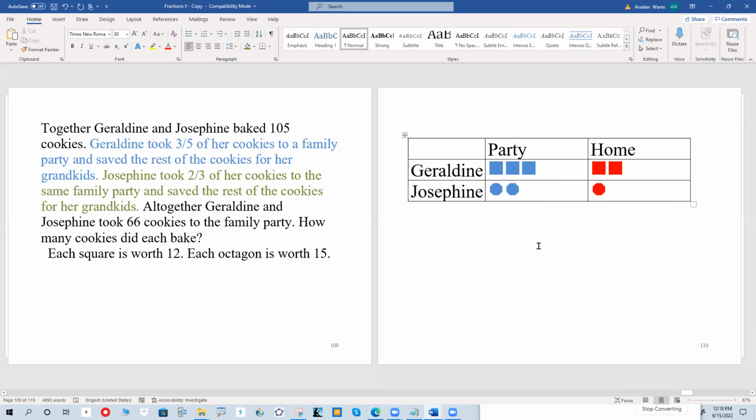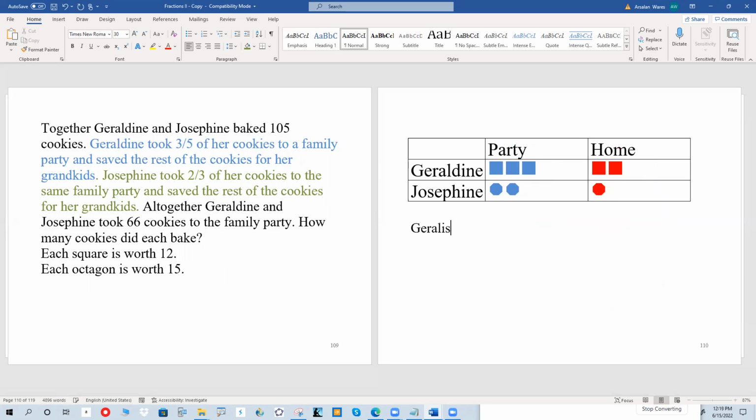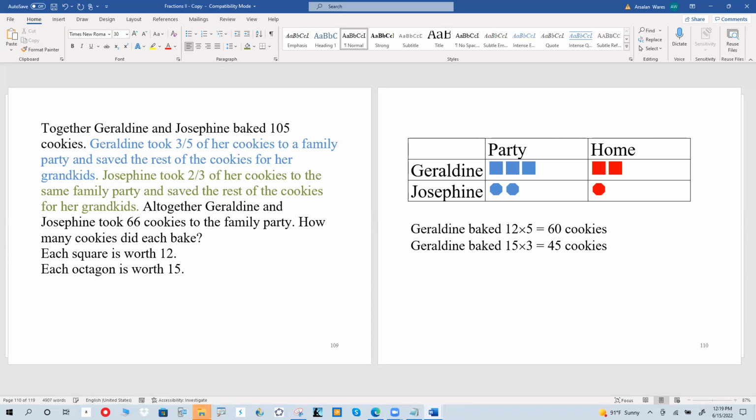We are going to get rid of the writing. Of course, I can do it again. It's not a big deal. Let me show you how it was done. The question says, how many did Geraldine bake? I'm going to write it here. Geraldine baked 12 times 5. That's 60. And Josephine baked 15 times 3, 45. And the good news is 45 plus 60 is 105.